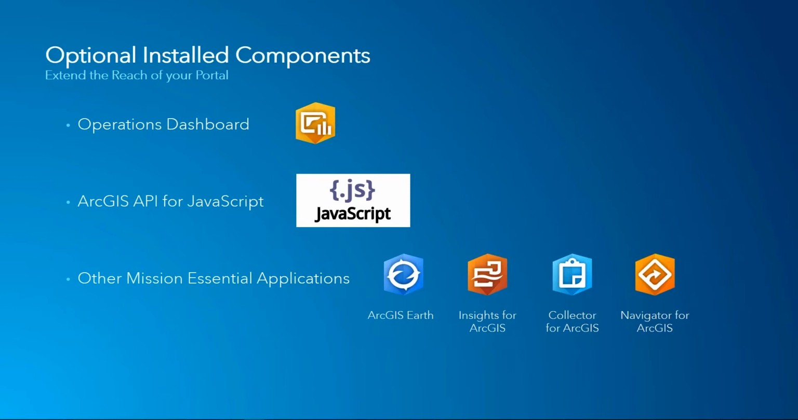Some other items you want to consider are Collector and Navigator. Those are going to be our mobile applications. Navigator is an app that allows you to use standard and custom road networks that you can upload to your device itself and navigate to a site. And with Collector, you can collect all the necessary information, update, edit, and then push that back into your enterprise.